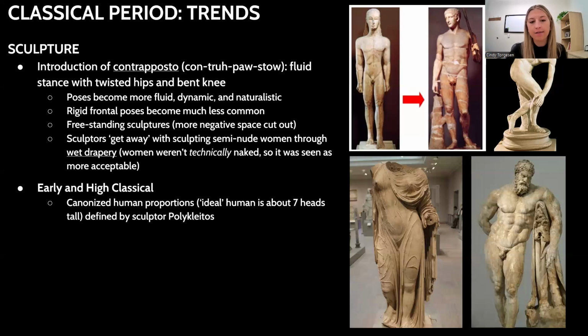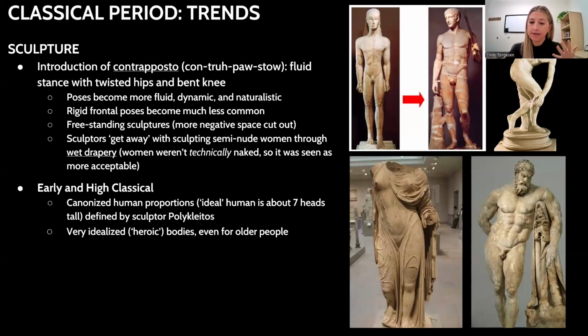In the early and high classical period, we have a canonization of human proportions. This happens through some writings, particularly by a sculptor named Polyclitus. He basically writes down that a typical sculpture is going to be composed of these many elements. And one of the things he describes is that the ideal human is about 7 heads tall, which is still sort of vague, but you'll get the sense when we look at some of these sculptures of what that means.